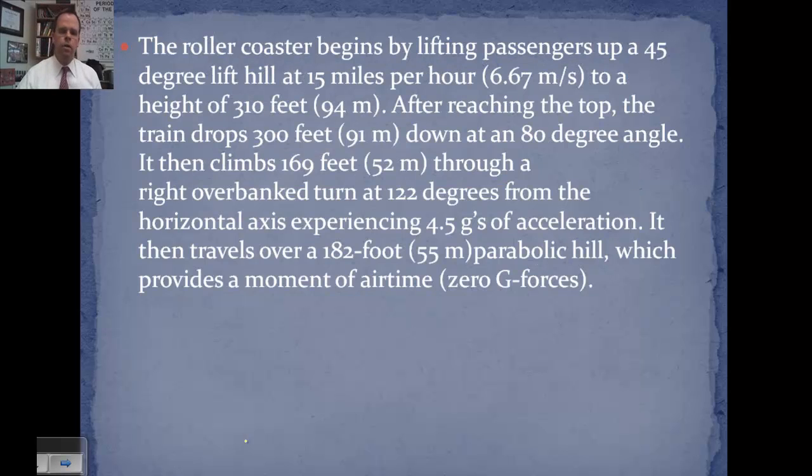The roller coaster begins by lifting passengers up a 45-degree lift hill at 15 miles per hour to a height of 310 feet. After reaching the top, the train drops 300 feet down at an 80-degree angle. It then climbs 169 feet through a right overbank turn at 122 degrees from the horizontal axis, experiencing 4.5 Gs of acceleration. It then travels over a 182-foot, 55-meter parabolic hill, which provides the moment of airtime, 0 Gs. We will refer back to this page for all of our data.